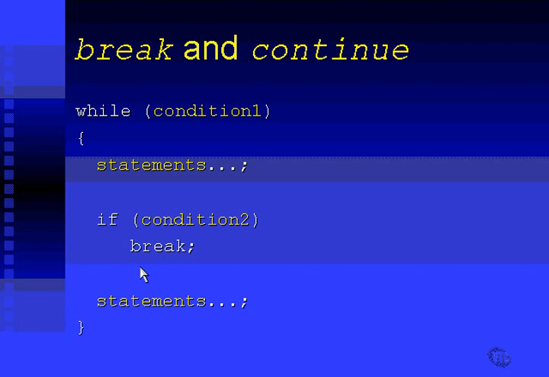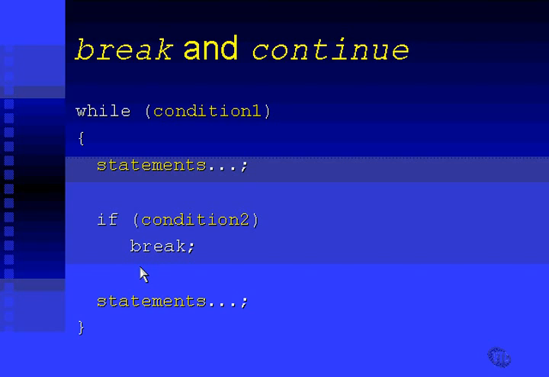While condition 1. Move on, execute some statements. Assuming that condition 1 is true, we're going to execute the first block of statements. Now we come across condition number 2. Condition number 2, if that is true, then we execute the break statement. What does the break statement do? Well, it breaks out of the loop. It's as simple as that. It just breaks out of the loop.